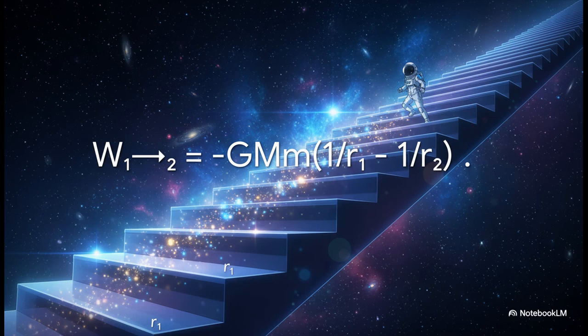So when you do the calculation for a single tiny step, let's say from point 1 to point 2, this is the formula you end up with. It looks a bit complicated, but it's just based on a few things: the universal gravitational constant, the masses of the Earth and the object, and the start and end points of that one tiny step.